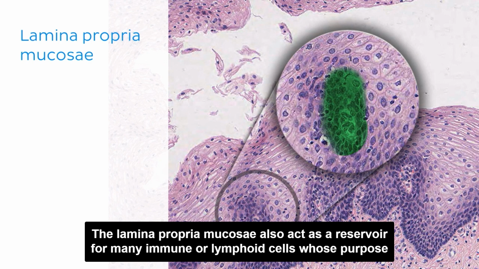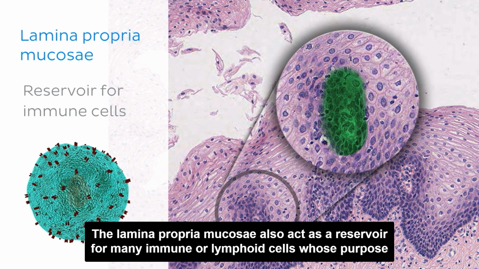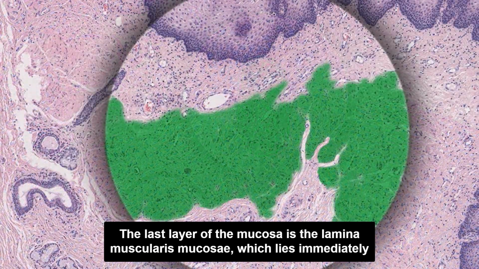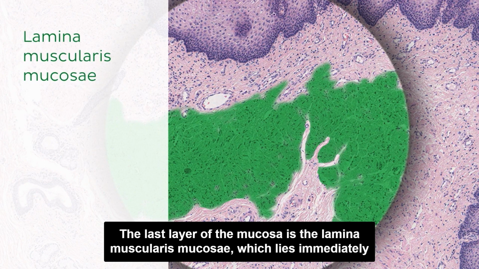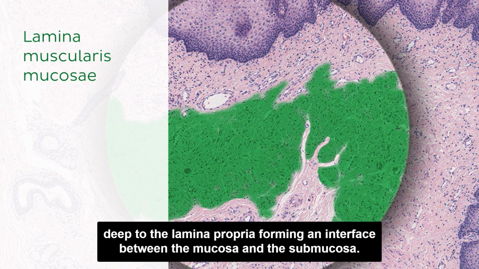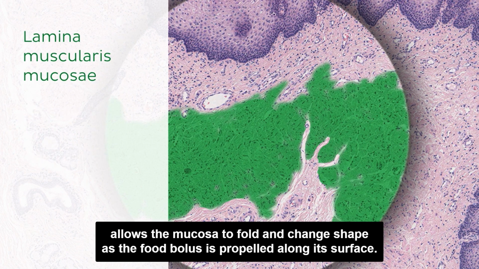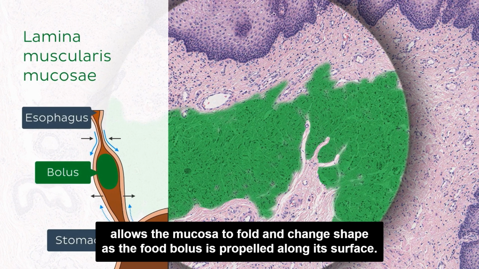The lamina propria mucosae also acts as a reservoir for many immune or lymphoid cells whose purpose involves surveying the area for the invasion of any foreign unwanted microorganisms. The last layer of the mucosa is the lamina muscularis mucosae, which lies immediately deep to the lamina propria, forming an interface between the mucosa and the submucosa. It is a thin layer of smooth muscle oriented in a generally longitudinal arrangement and allows the mucosa to fold and change shape as the food bolus is propelled along its surface.